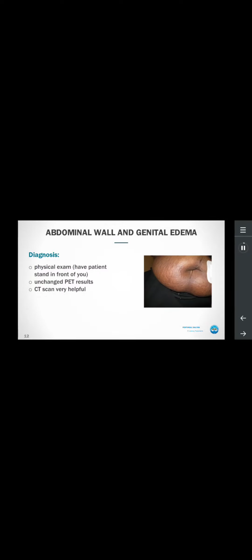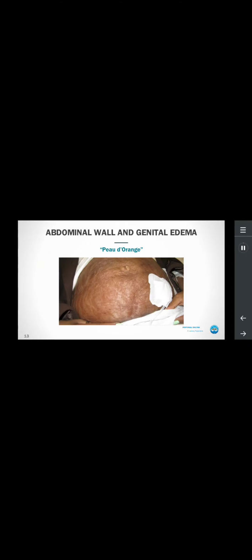It's important to examine the patient and have the patient stand in front of you. It is hard to look for asymmetry and changes if the patient is sitting down. So have the patient stand in front of you. If the complaint is one of diminished effluent return, you may want to do a peritoneal equilibration test, or PET, and the results should be unchanged. But as I said before, a CT scan or radionuclide scanning may be very helpful in this kind of situation to try to better image where the leak is occurring.